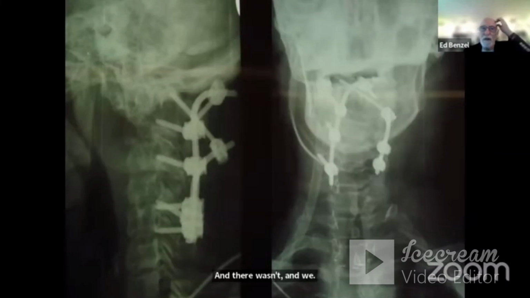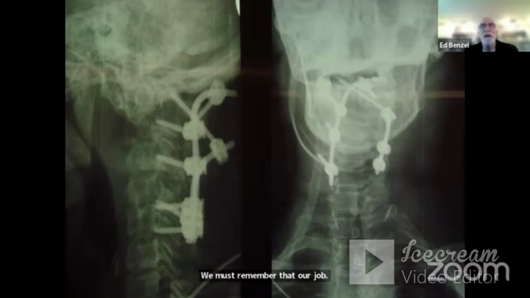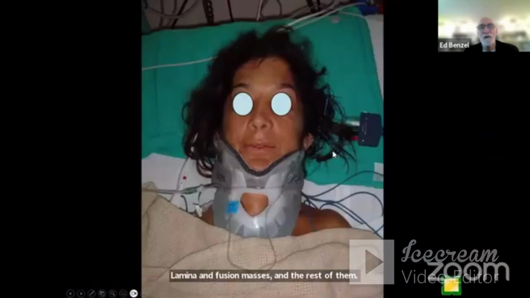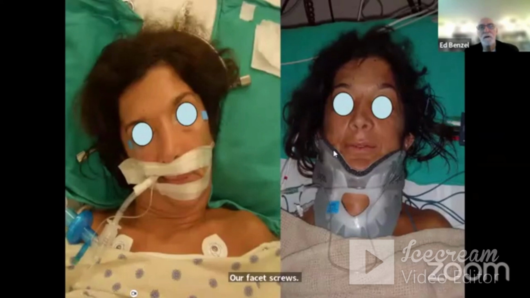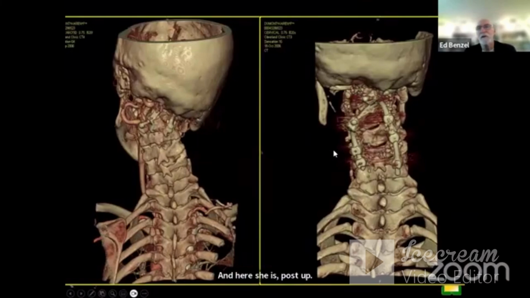People comment about looks like screws are going every which direction. We must remember that our job is not to make the post-op x-ray look pretty. Our job is to take maximal advantage of the anatomy that's presented to us. And so these upper two screws go through lamina and fusion masses, and the rest of them are facet screws. And here she is post-op with a CT reconstruction. Pre-op on the left, post-op on the right.